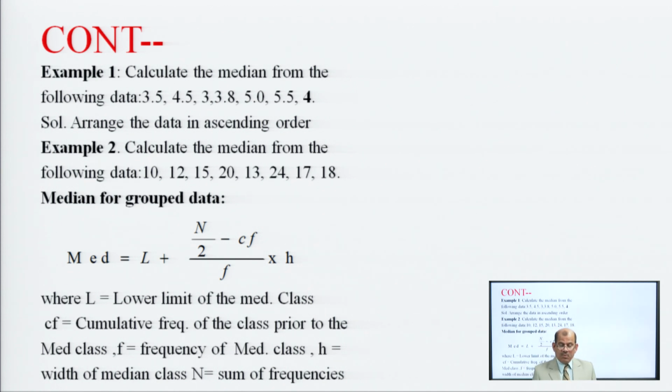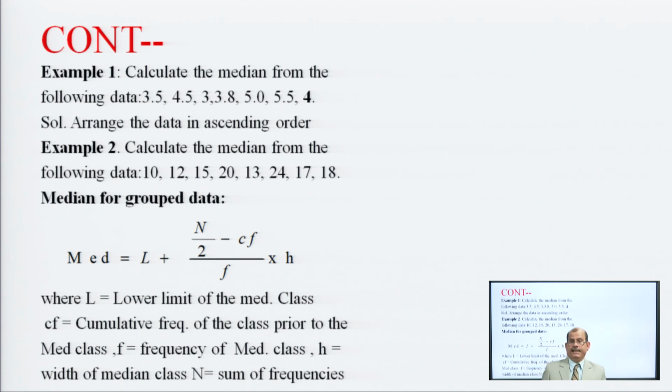Example 2: calculate the median from the following data: 10, 12, 15, 20, 13, 24, 18, 17, 18, 1, 2, 3, 4, 5, 6, 7, 8. The data is an even number, so we arrange the given data into ascending order. The average of the two middle terms is the median of the given example.